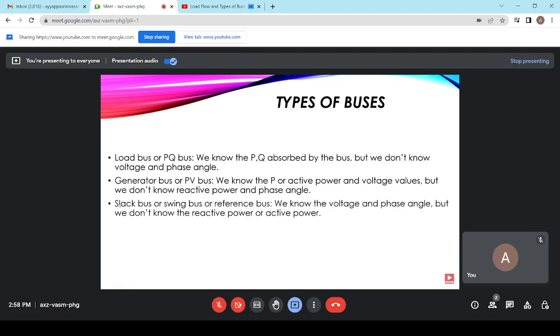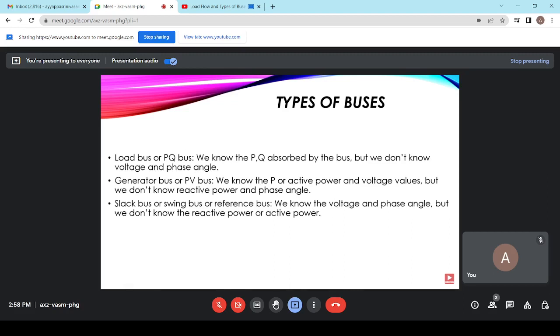The slack bus or the swing bus or the reference bus. This is the bus to which our largest generator is connected, and it's only one bus. In this bus, we know the voltage and the phase angle. However, we don't know the reactive power or active power.